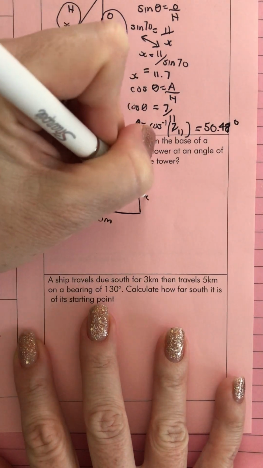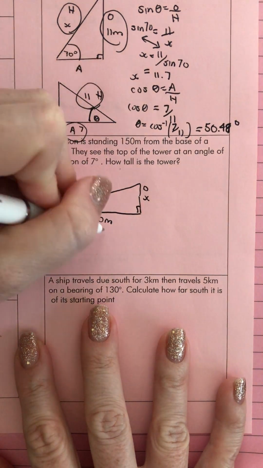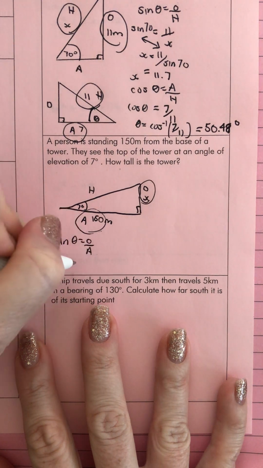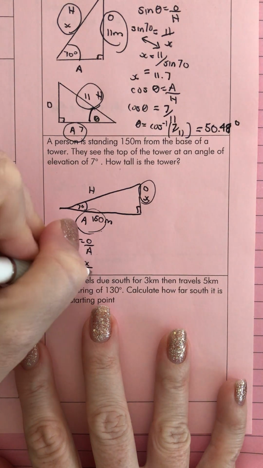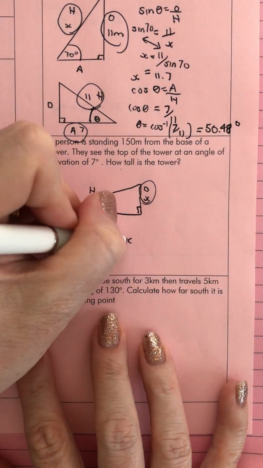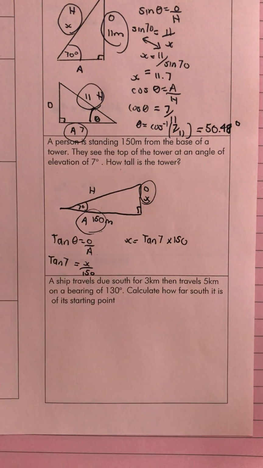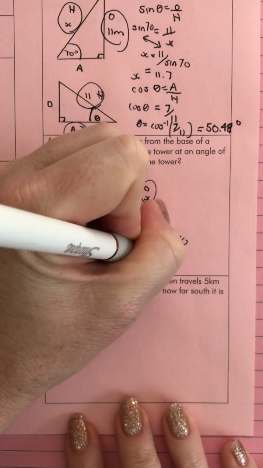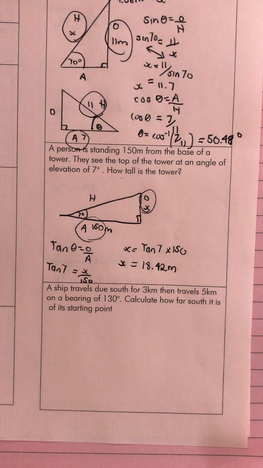And we want to find the height of the tower. So labeling that, we've got A, O, and H. So it's going to be tan. Tan of theta is opposite over adjacent. Tan of 7 is going to be x over 150. So my x is going to be tan of 7 times 150, or 150 times tan of 7. And we get 18.417, which is 18.42, I'll round to, meters as the height of the tower.